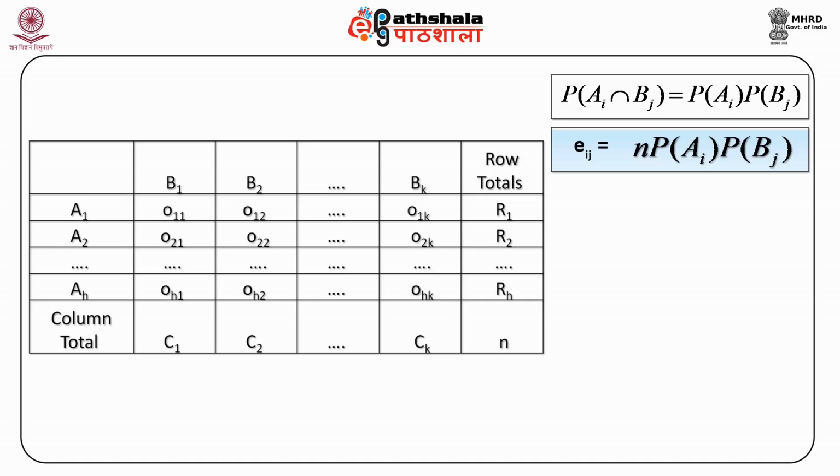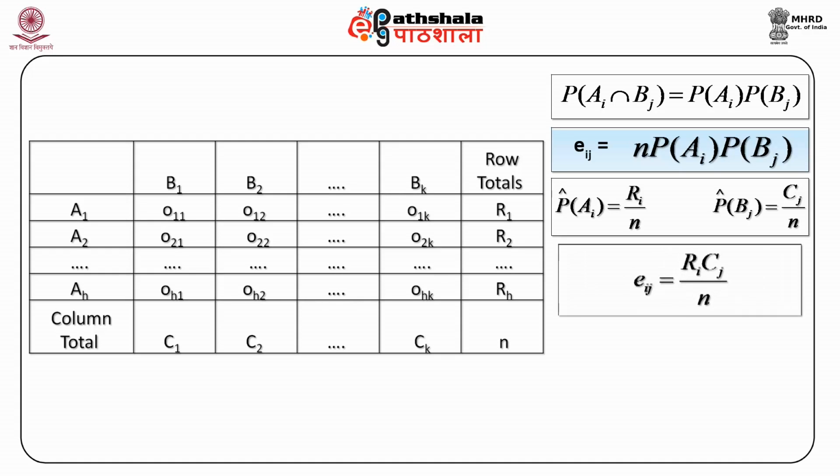Although P(Ai) and P(Bj) are unknown, they can be estimated as P hat of Ai equal to Ri upon n and P hat of Bj equal to Cj upon n. The estimated expected frequency is Eij equal to Ri Cj upon n. If the two variables are independent, the expected frequencies should be quite close to the observed frequencies Oij. The expected frequencies are calculated under the presumption that A and B are independent.